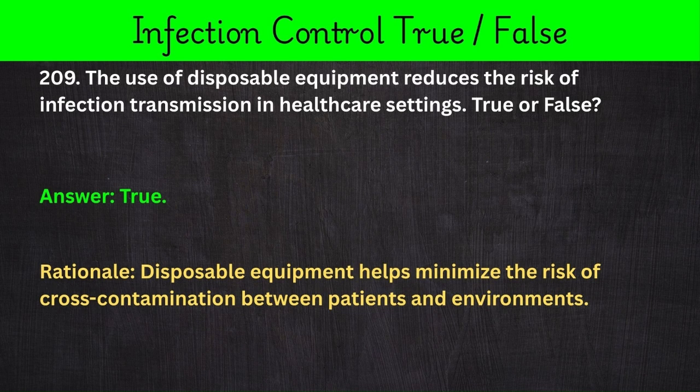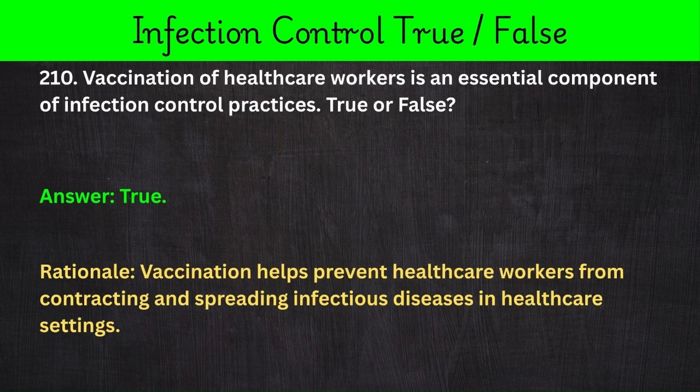209. The use of disposable equipment reduces the risk of infection transmission in healthcare settings. True or false? Answer: true. Rationale: disposable equipment helps minimize the risk of cross-contamination between patients and environments. 210. Vaccination of healthcare workers is an essential component of infection control practices. True or false? Answer: true. Rationale: vaccination helps prevent healthcare workers from contracting and spreading infectious diseases in healthcare settings.